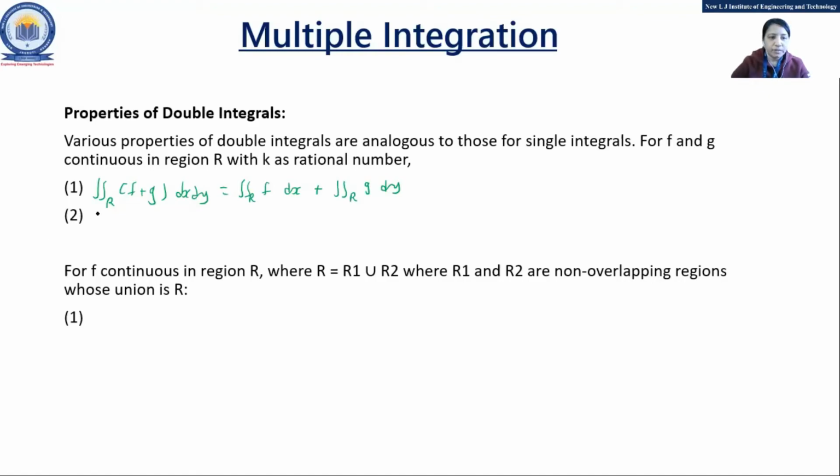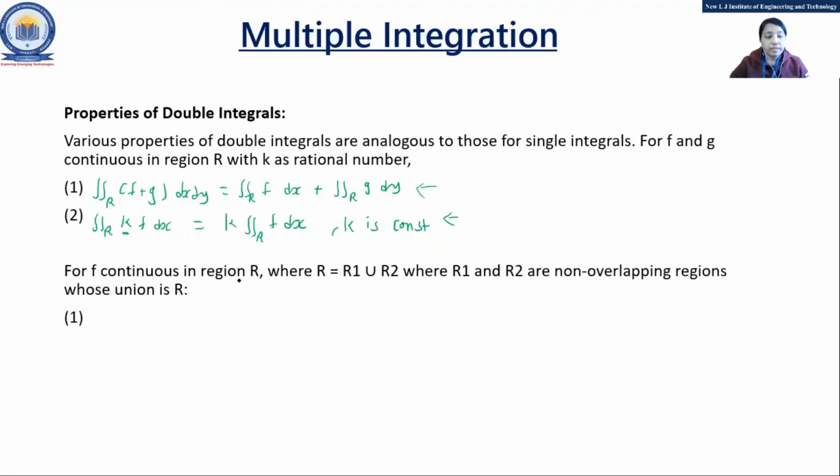Now, suppose some constant is there: k f dx dy. K is nothing but a constant, so you can take it outside of the integration over R of f dx dy, where k is a constant. This is just a rule; if sometimes it is given, you can do it that way.